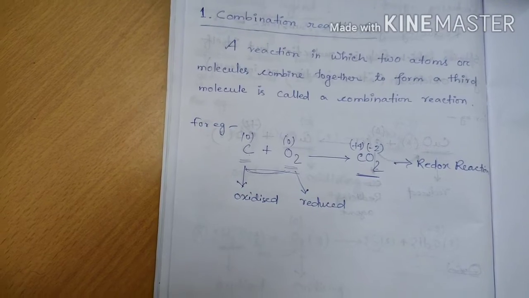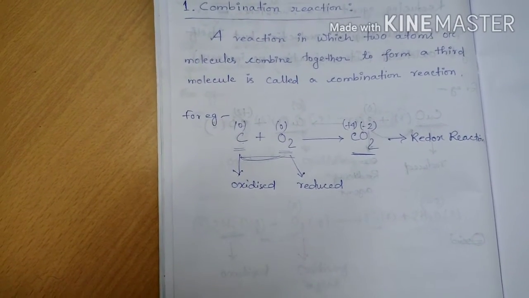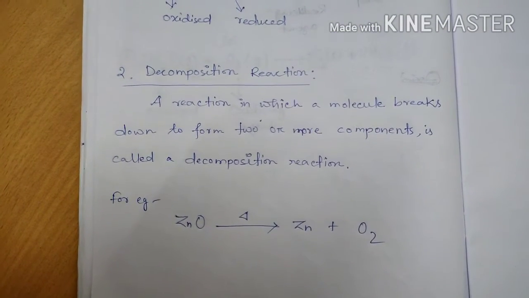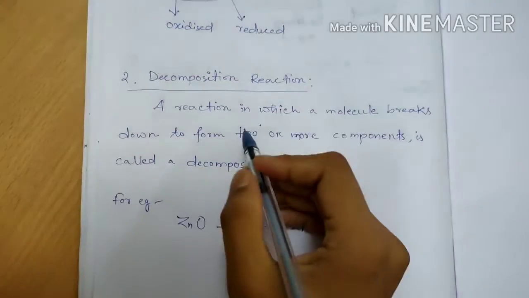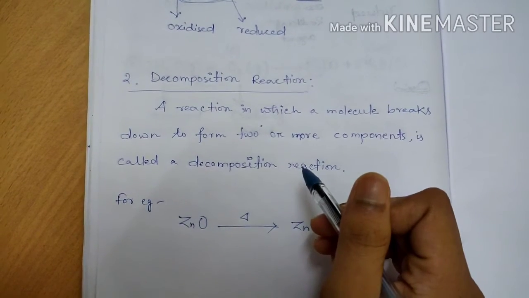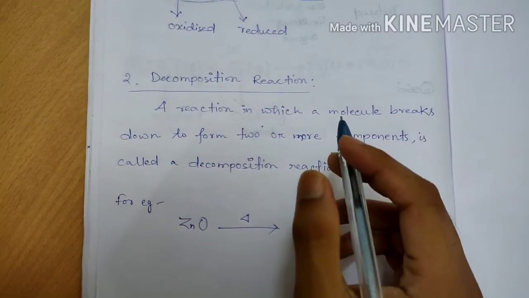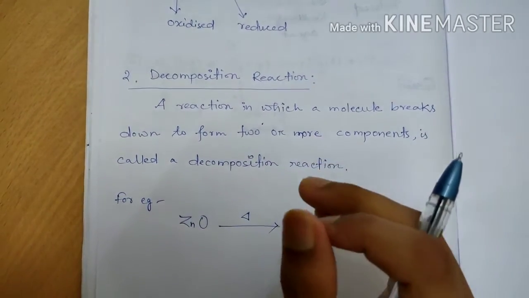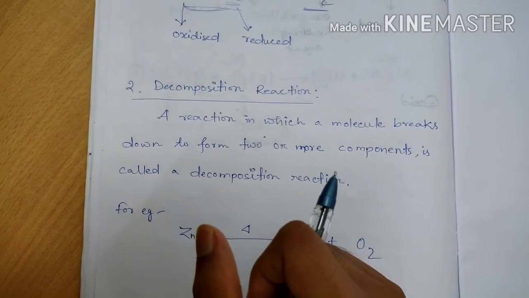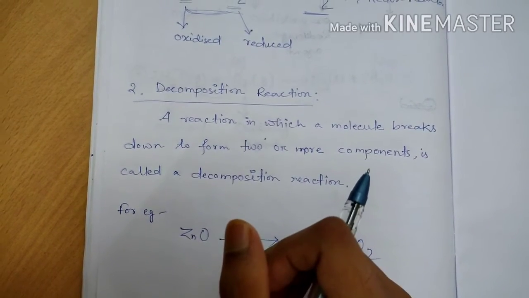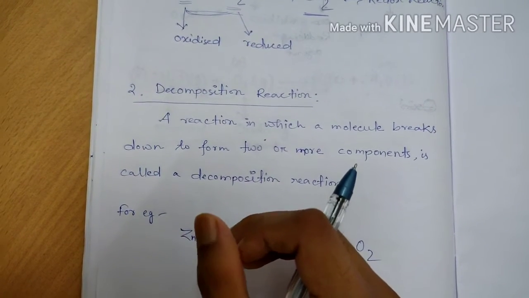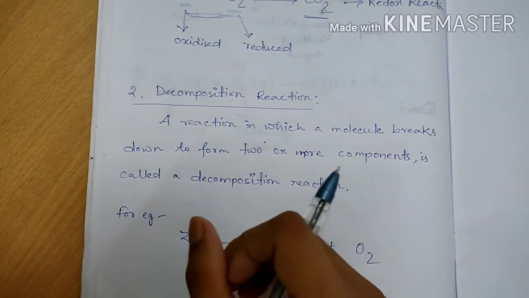Now come to the number 2 reaction, that is decomposition reaction. A decomposition reaction is a reaction in which a molecule breaks down to form two or more components. Means in a reaction when one molecule breaks down into different components, that is two or more components, then that reaction will be called a decomposition reaction. Clear?